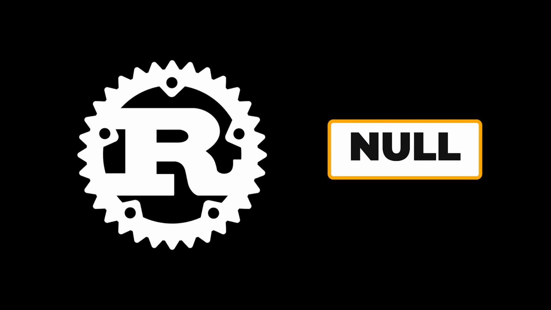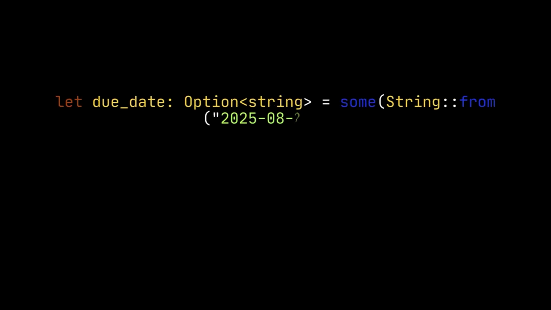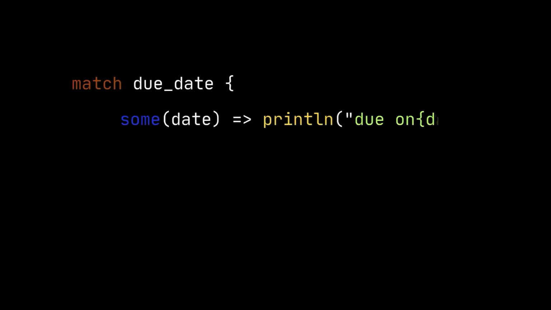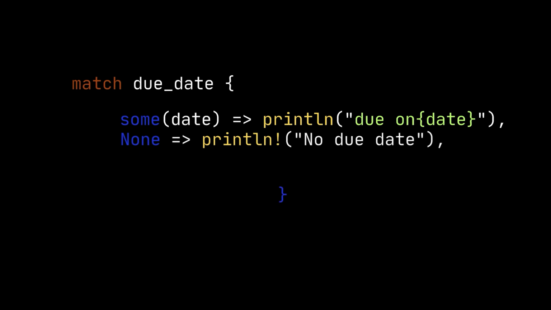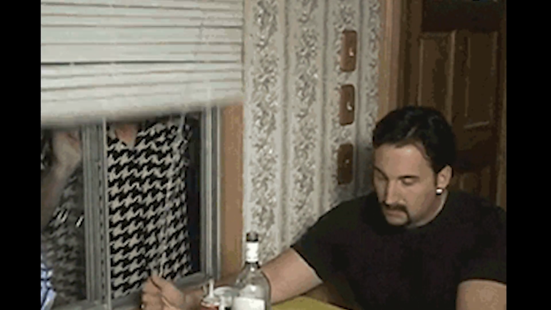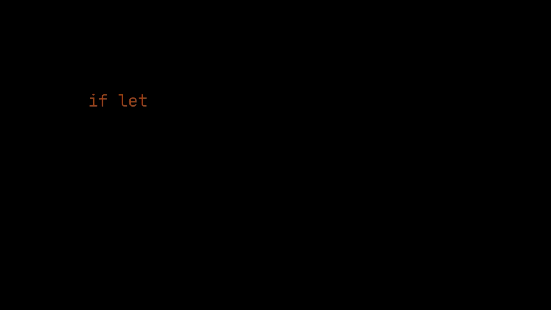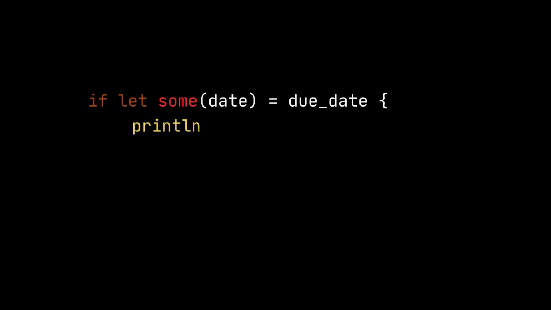Rust doesn't do null. Instead, it's Option. Either some value or none. It's like RSVPing to a party. Matching works the same here. Handle both Some and None, or Rust will treat you like you just ignored a group chat. If you only care about one case, then use if let. It's your shortcut. Quick, like skipping the filler episodes.